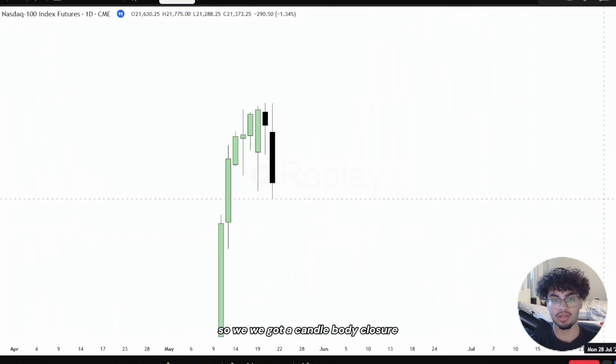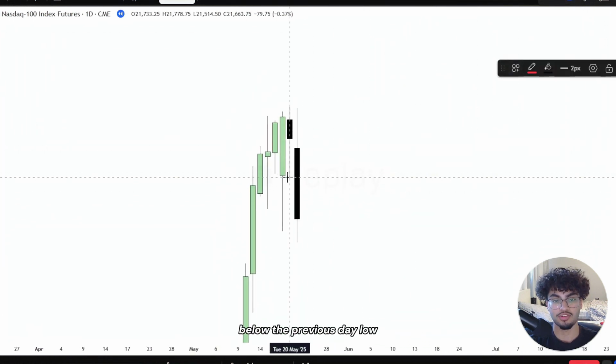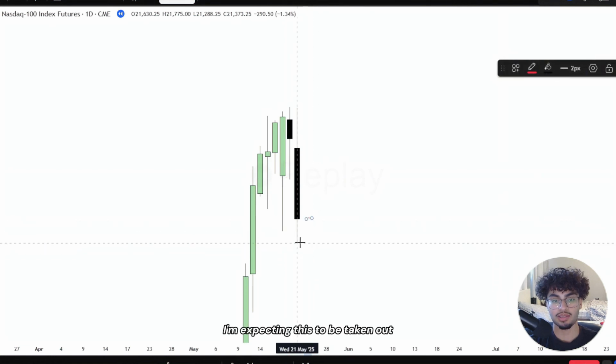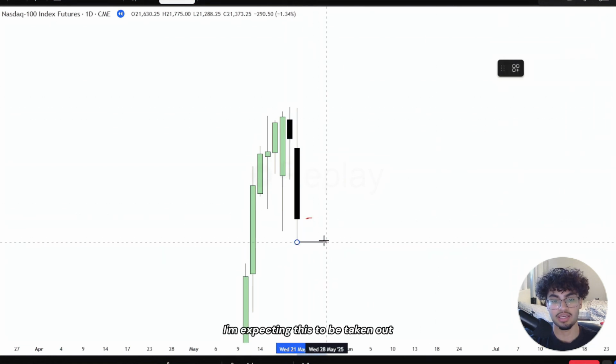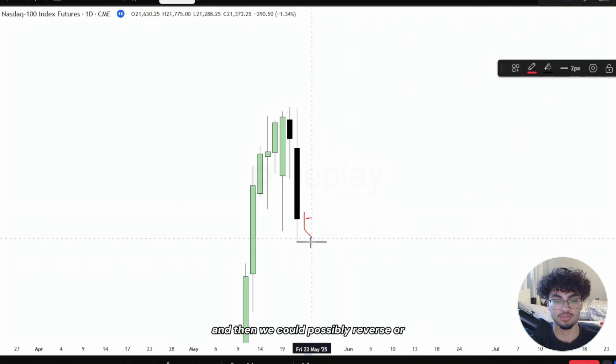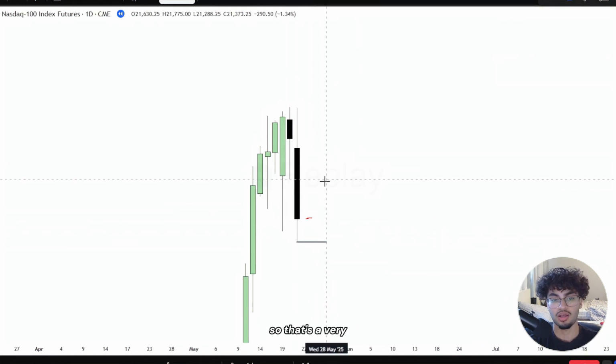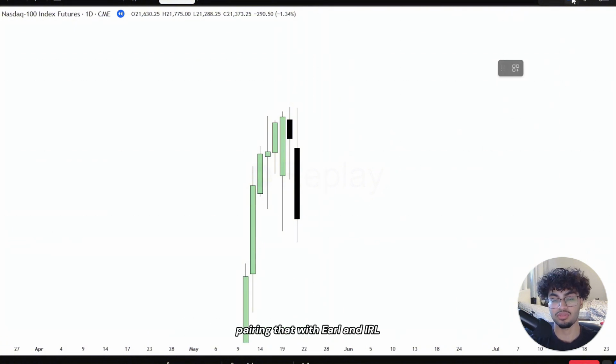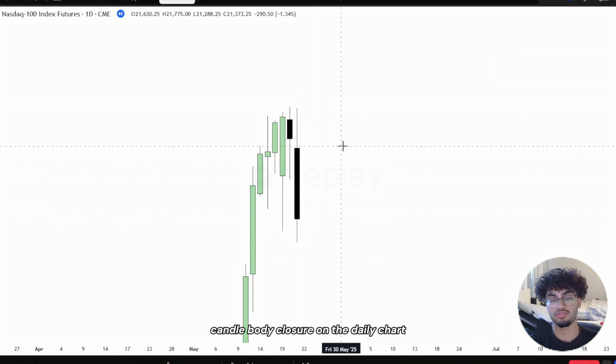So we get a candle body closure below the previous day low. Now what would I expect? If the candle opens up here, I'm expecting this to be taken out, and then we could possibly reverse or do whatever. So that's a very, very simple concept that helps with the confluence, pairing that with ERL and IRL, the candle body closure on the daily chart.